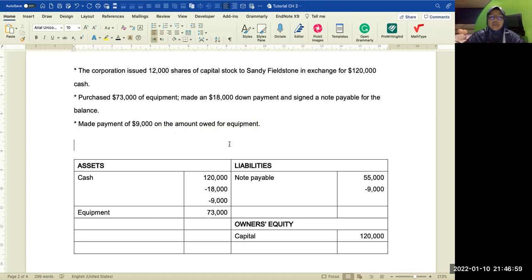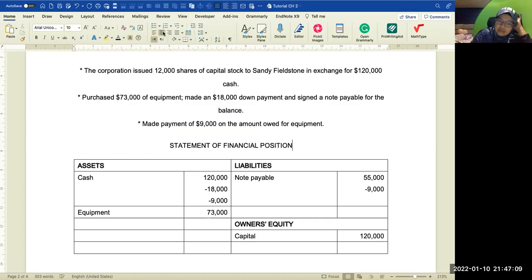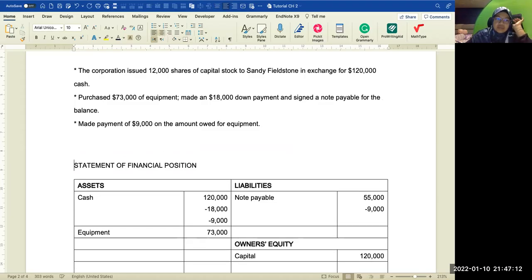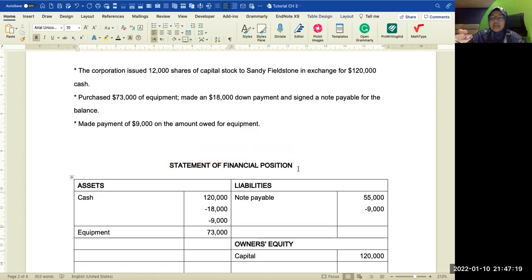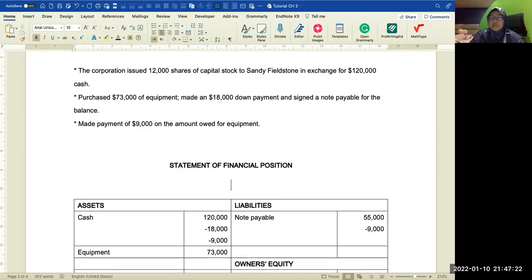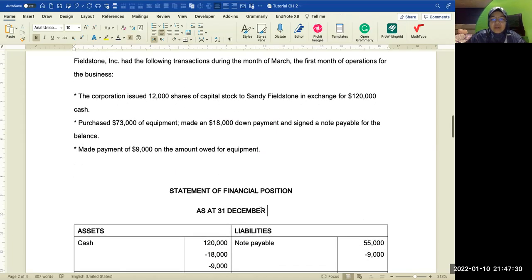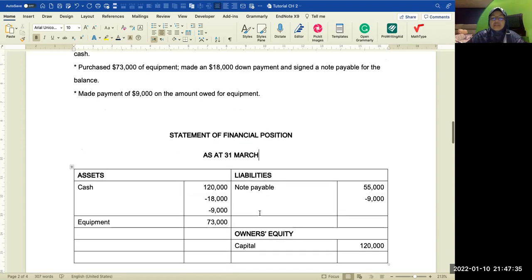So what do you call this? This is what we call the statement of financial position. Normally you will have a period, as at, let's say for example, 31st December. Here there's no month given, so as of 31st March. No year given. So this is how you do it.